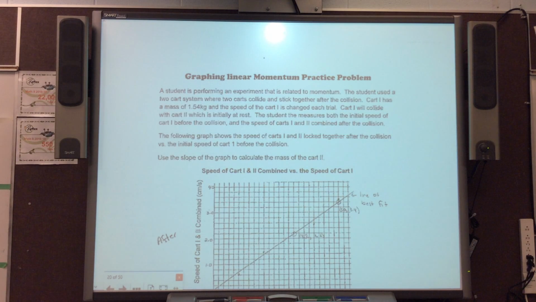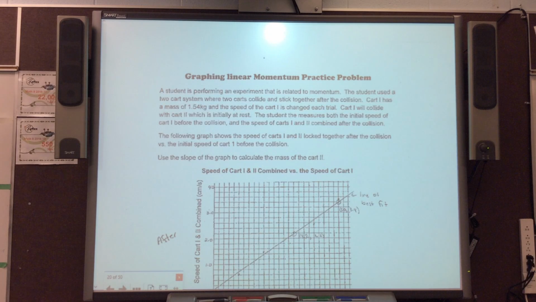A practice problem. A student is performing an experiment related to momentum. The student used a two-cart system where two carts collide and stick together after the collision. Cart 1 has a mass of 1.54 kilograms, and the speed of cart 1 is changed each trial. Cart 1 will collide with cart 2, which is initially at rest. These are key words that we're picking out. The student then measures both the initial speed of cart 1 before the collision and the speed of carts 1 and 2 combined after the collision. Another clue of what that looks like. The following graph shows the speed of carts 1 and 2 locked together after the collision versus the initial speed of cart 1 before the collision.